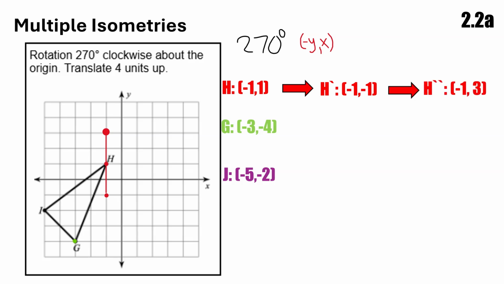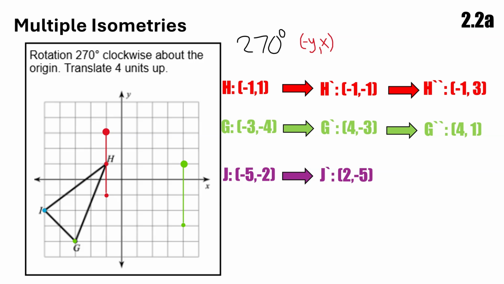When performing the 270-degree rotation rule to point G, the new point G prime will be located at (4, -3). Next, plot the point G prime and translate it 4 units up. G double prime will be located at (4, 1). Lastly, when performing the 270-degree rotation rule to point J, the new point J prime will be located at (2, -5). Next, plot the point J prime and translate it 4 units up. J double prime will be located at (2, -1). Finish the problem off by drawing the triangle.